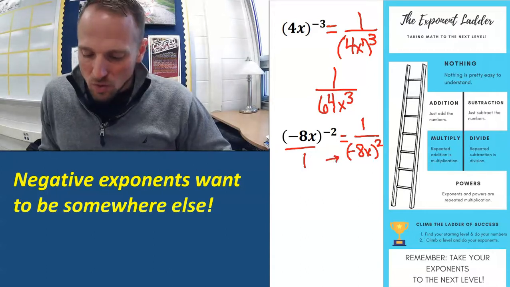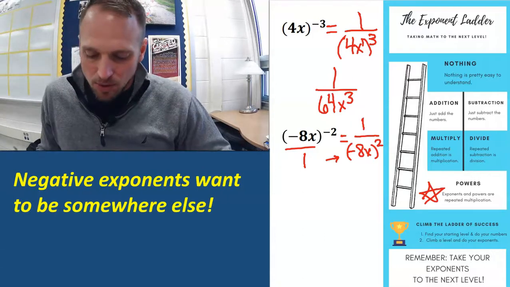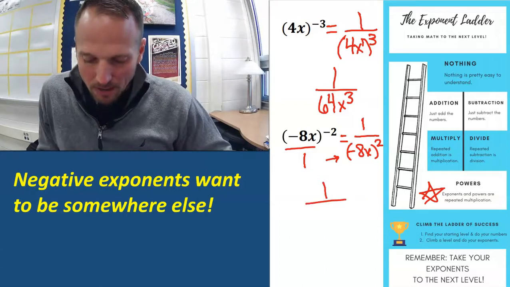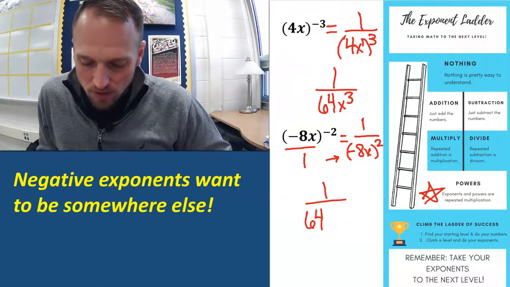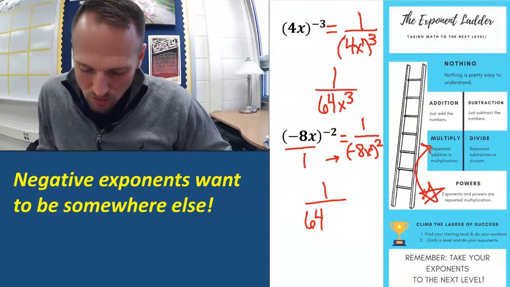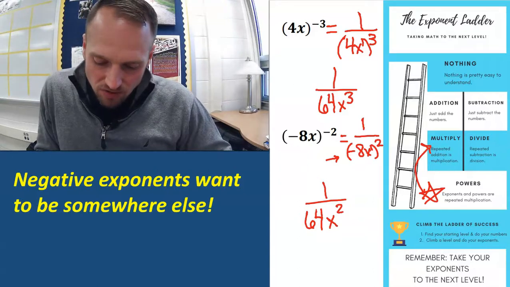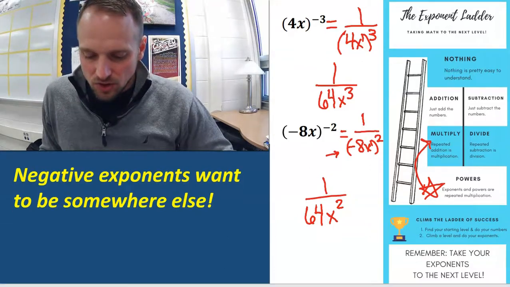Okay, now let's do this on the bottom. Negative 8x squared. So again, we're in the powers. Negative 8x to the second power. We're going to do the numbers first. So still on the bottom. Negative 8 squared. Be careful here. That's a positive 64. Climb a level and do the exponents. That exponent for the x is like a 1. So 1 times 2. We're going to multiply that. It's just going to be x squared. So negative 8x to the negative 2 is equal to 1 over 64x squared.